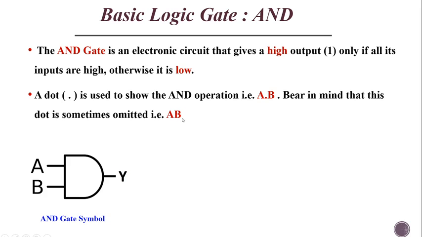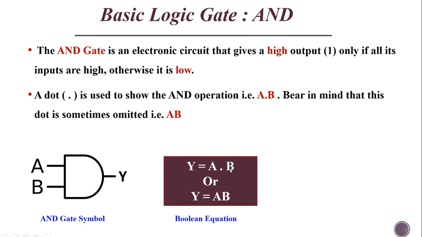Here is the symbol for an AND gate. It is a two input AND gate. As we know, logic gates can have one or more inputs. This is a two input AND gate and it has only one output, that is Y. The logic equation that represents the AND operation is Y equal to A and B, or we can omit the dot and write Y equal to AB. This also performs the AND operation A and B.